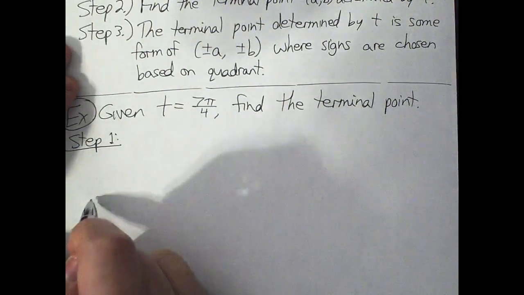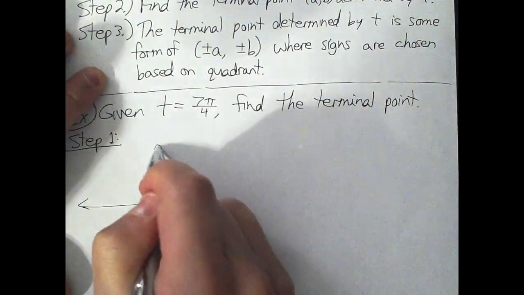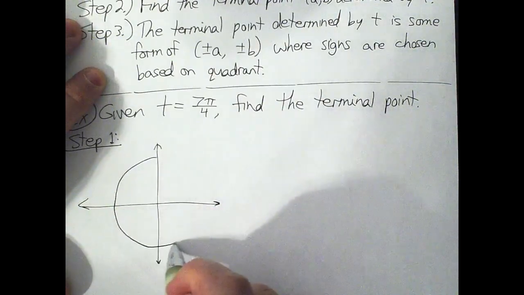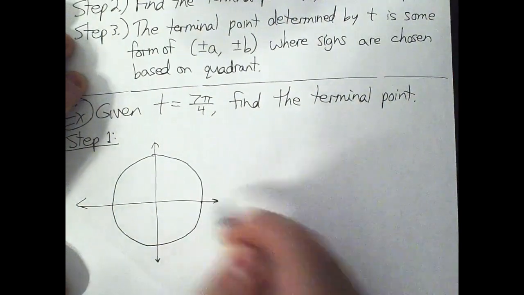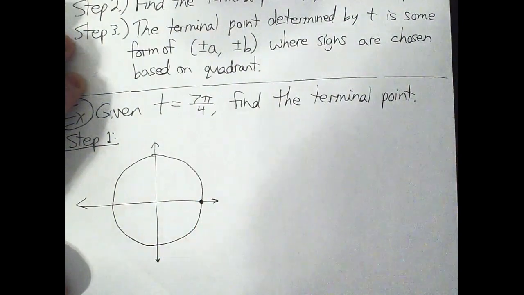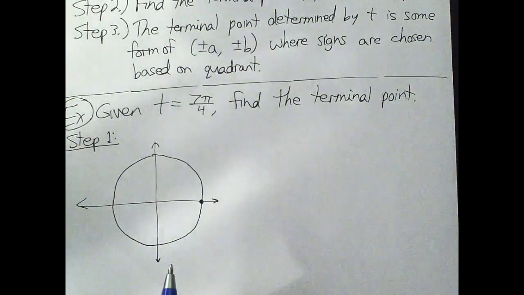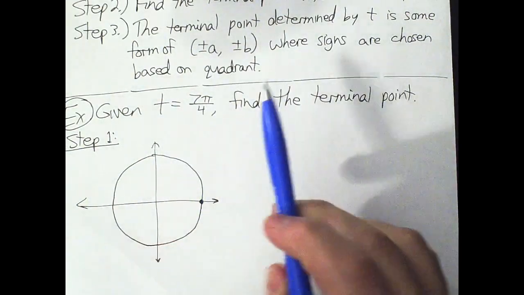So here's what I'm going to suggest. Let's draw a unit circle. When all else fails, draw a unit circle. When you don't know what to do, draw a unit circle. You know where we start from, right? Start from the usual place. We want to go around counterclockwise a distance of 7 pi over 4. How do we know how to stop? How do we know how far that is?